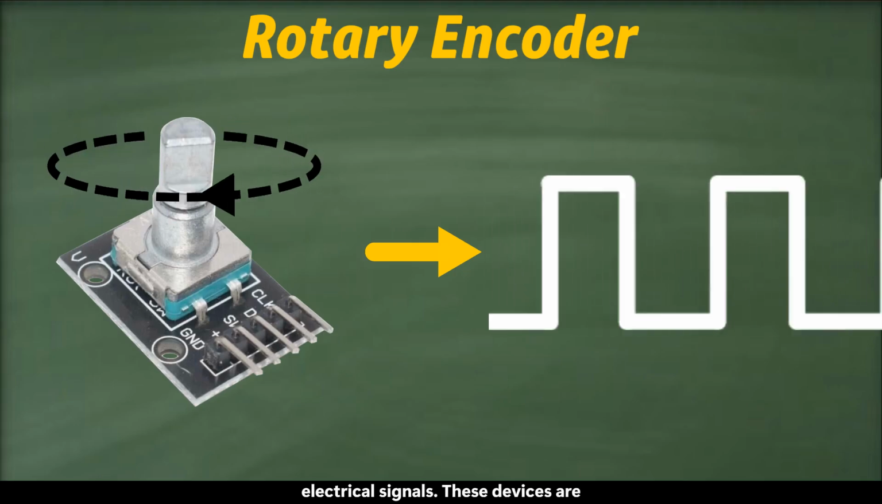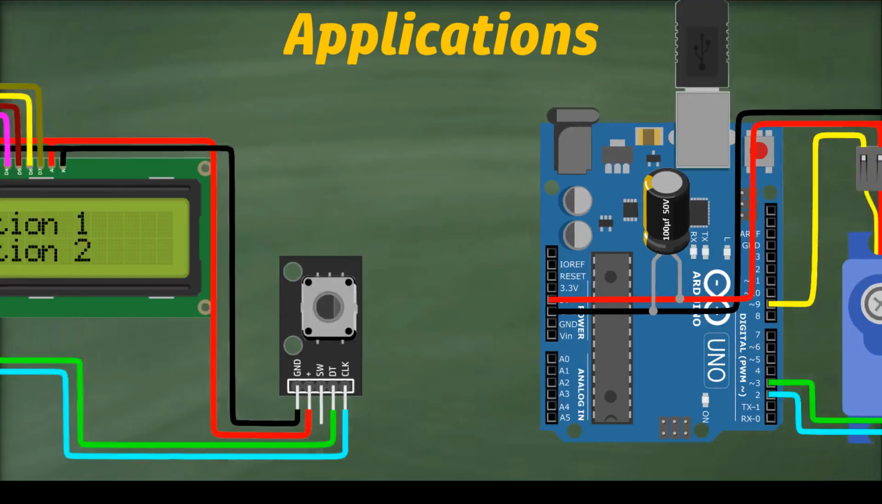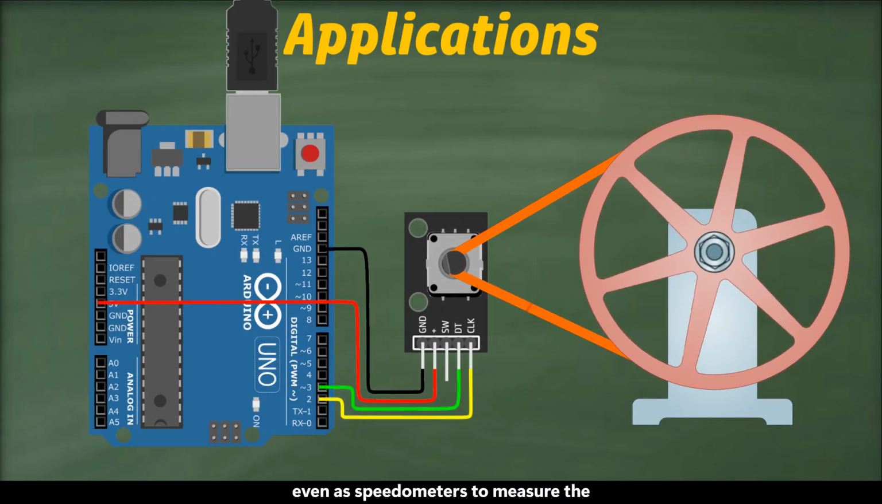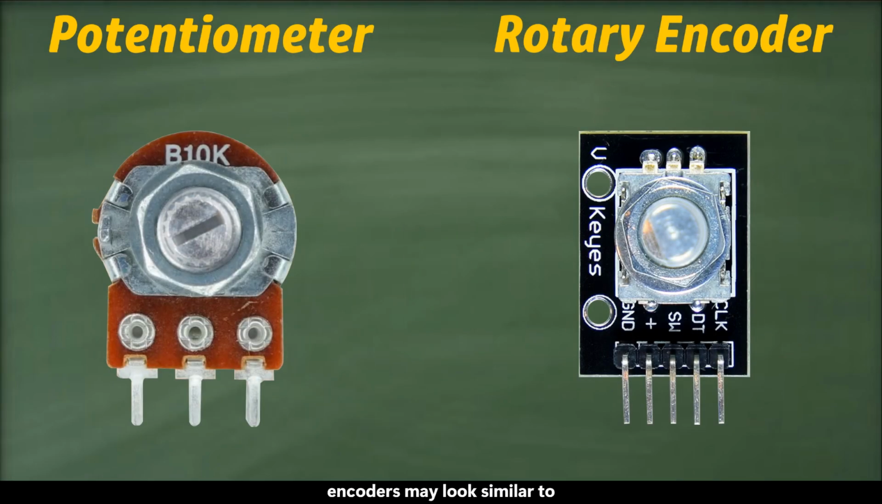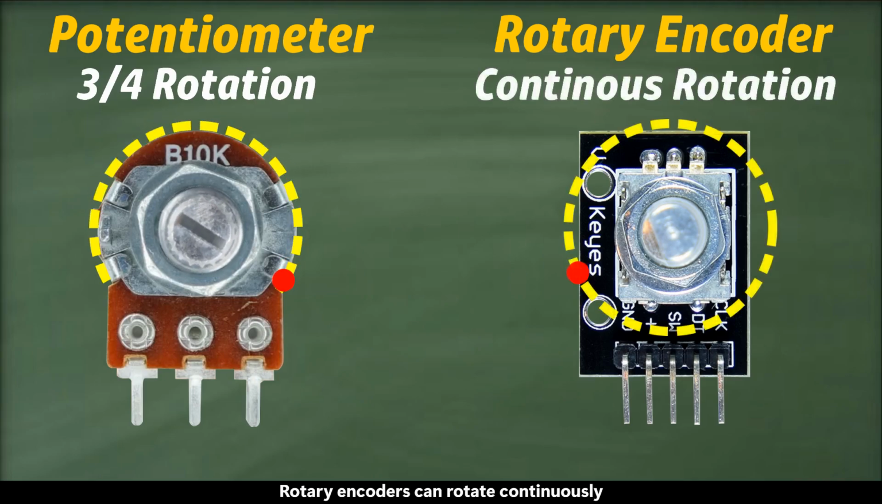These devices are incredibly versatile and find use in controlling servos and stepper motors, navigating menus on LCD displays, and even as speedometers to measure the rotational speed of a wheel. While rotary encoders may look similar to potentiometers, they operate quite differently. Unlike potentiometers, which can only rotate within a limited range, rotary encoders can rotate continuously around their axis without stopping.